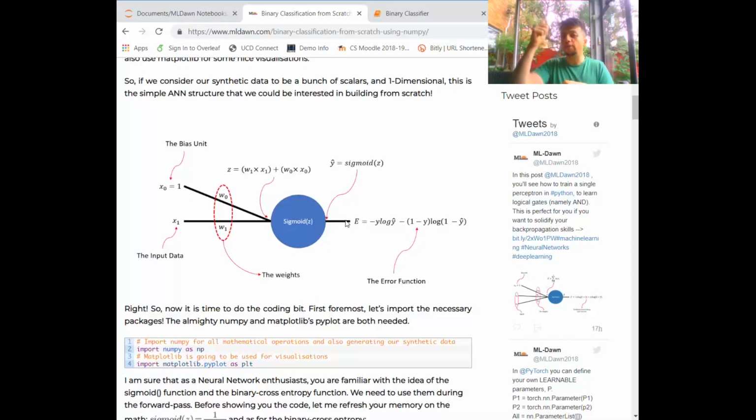W1. So error with respect to y hat multiplied by the gradient of y hat with respect to z, multiplied by the gradient of z with respect to W0 and W1. That's what we're going to do. So the number one mathematical formula that we need to figure out is, what is the derivative of the error with respect to your prediction y hat?